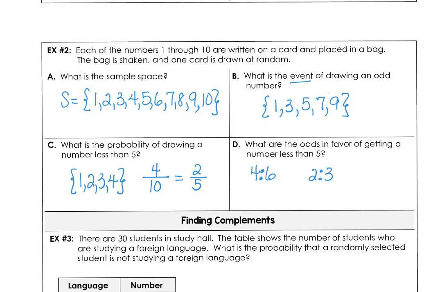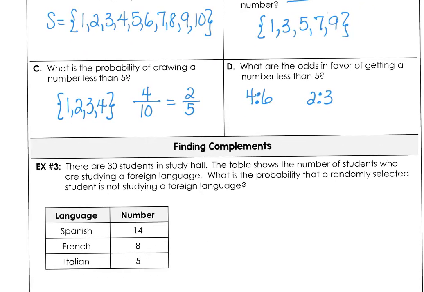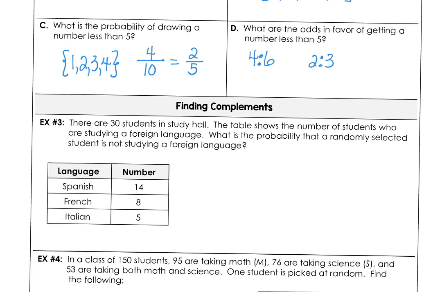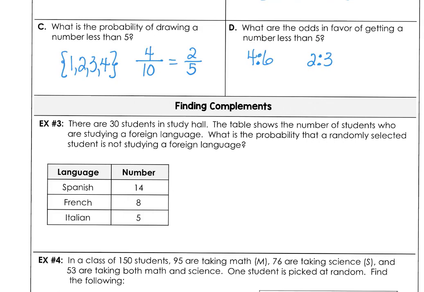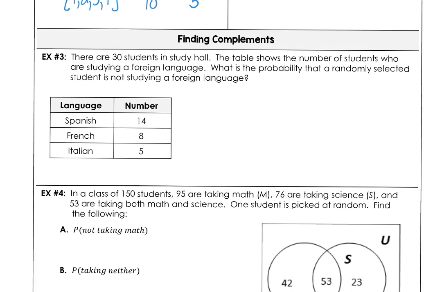Then in example 3, there are 30 students in study hall. The table shows the number of students who are studying a foreign language. What's the probability that a randomly selected student is not studying a foreign language? Well, there are 14 plus 8 plus 5, so that's 27 students. There's 27 that study foreign languages. And there are 30 students in our study hall.